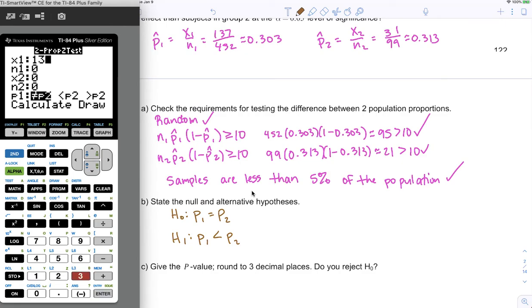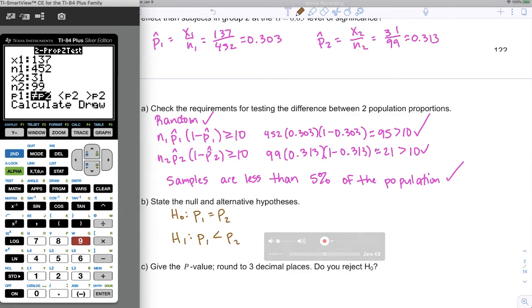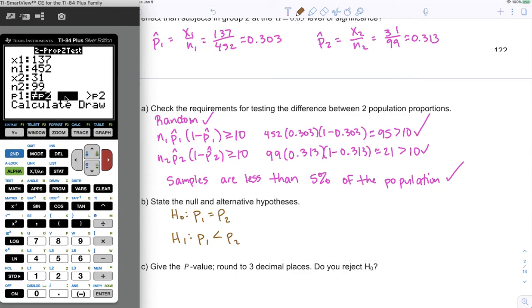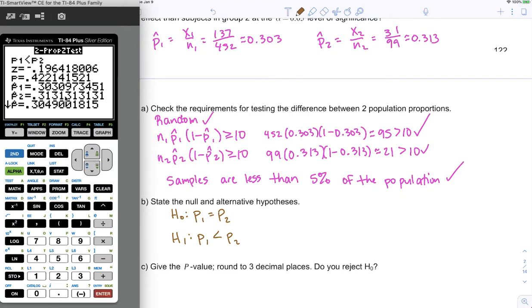Okay, x1 was 137, n1 was 452, x2 was 31, n2 was 99. And our alternative hypothesis was a less than, that p1 is less than p2. So we can go down to Calculate and press enter. All right, it's giving us a few things. It's giving us a z-score. This is called the test statistic. It just tells us where in the standard normal distribution our sample value lies. And then the second thing right here, this is the most important thing. This is our p-value. This is our probability.